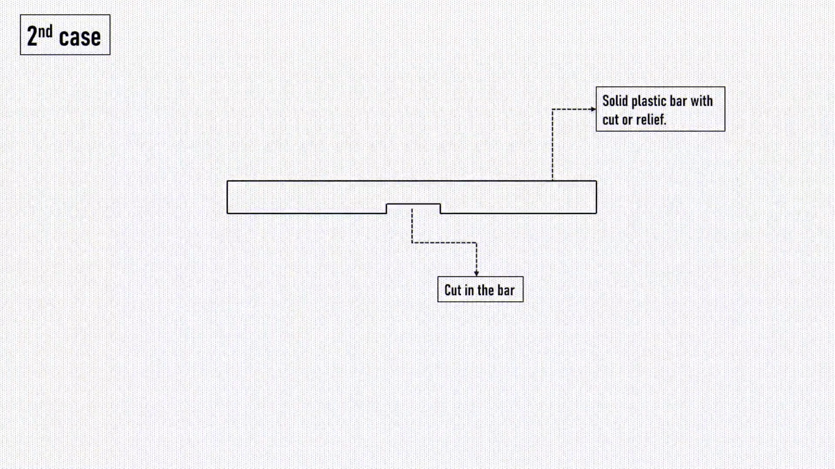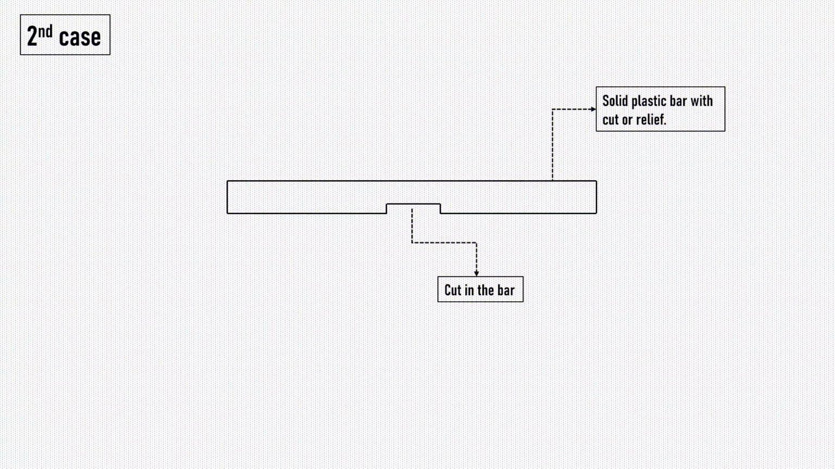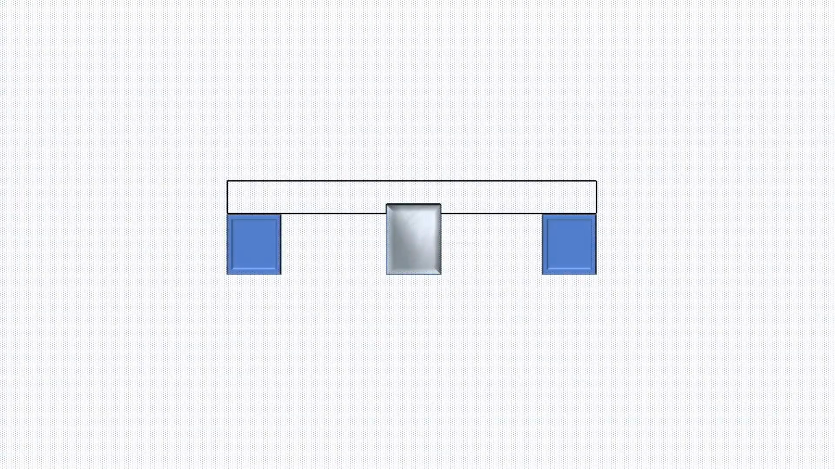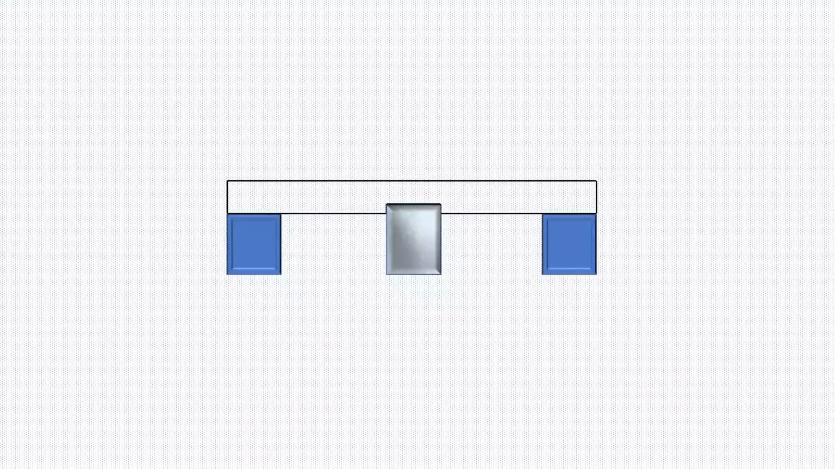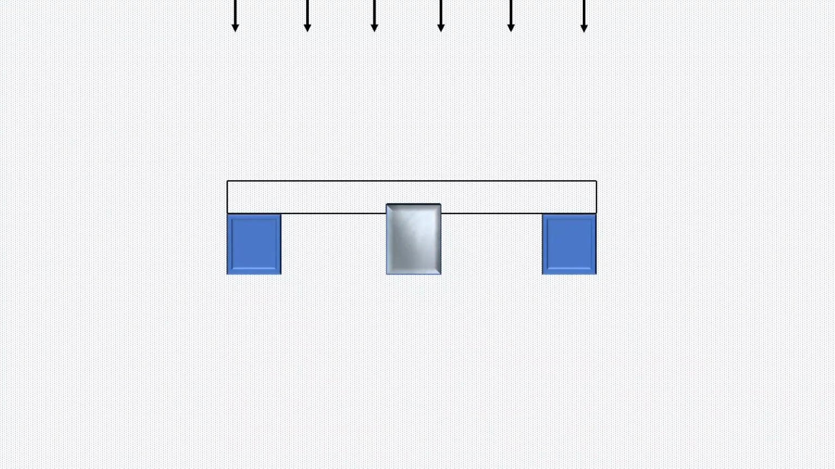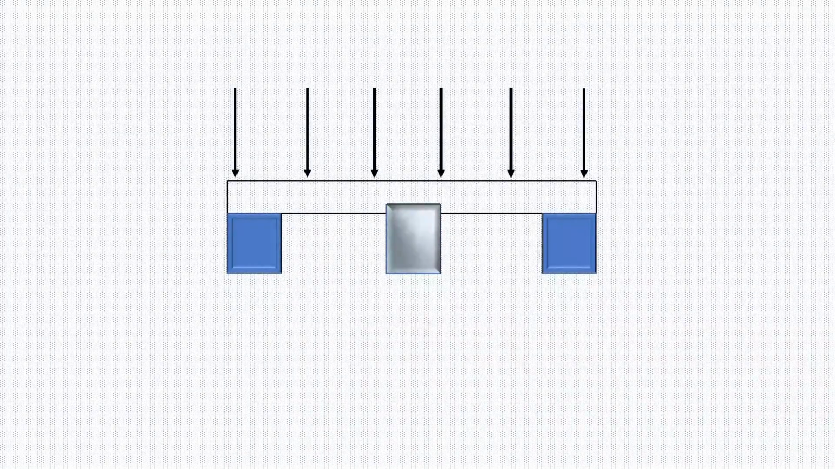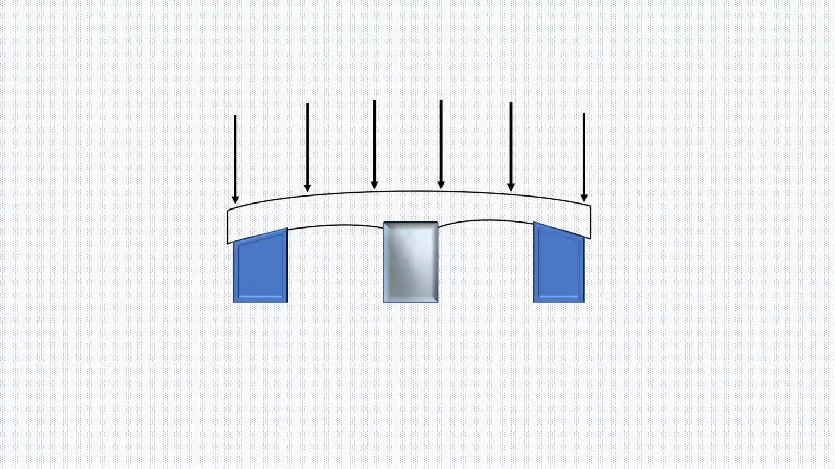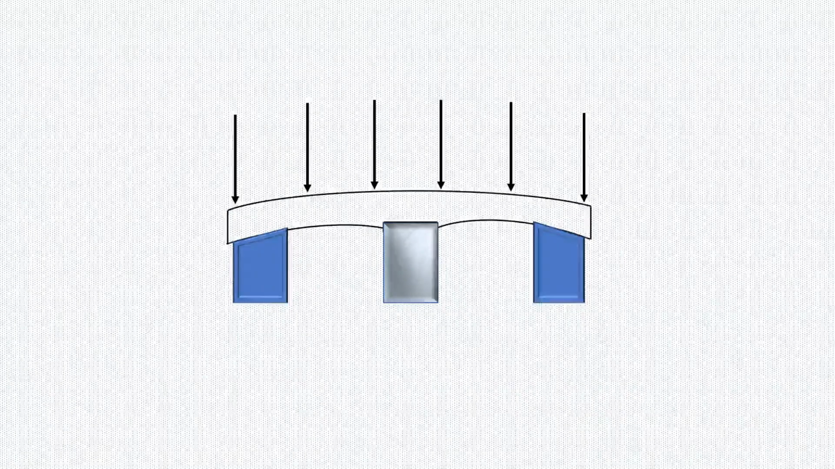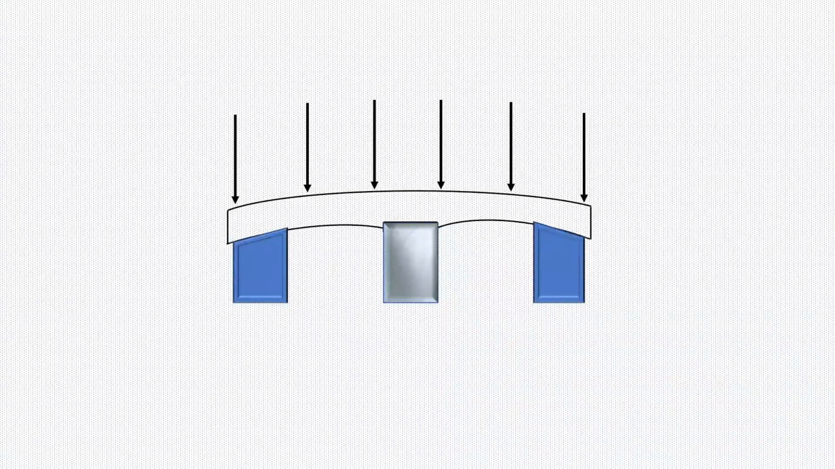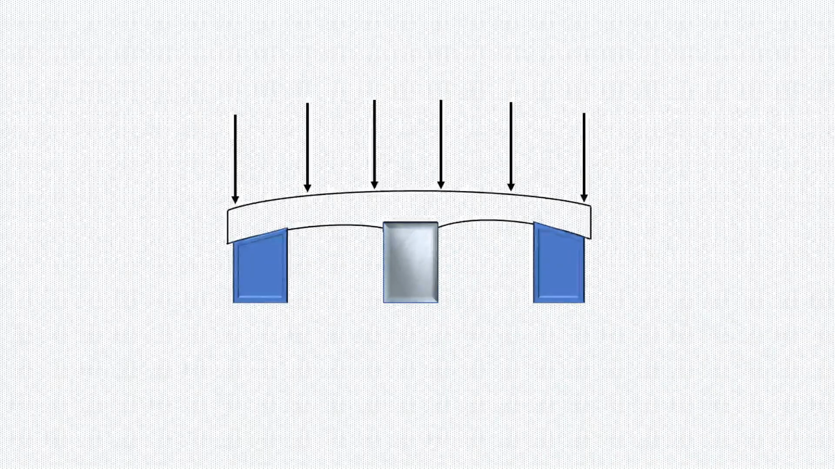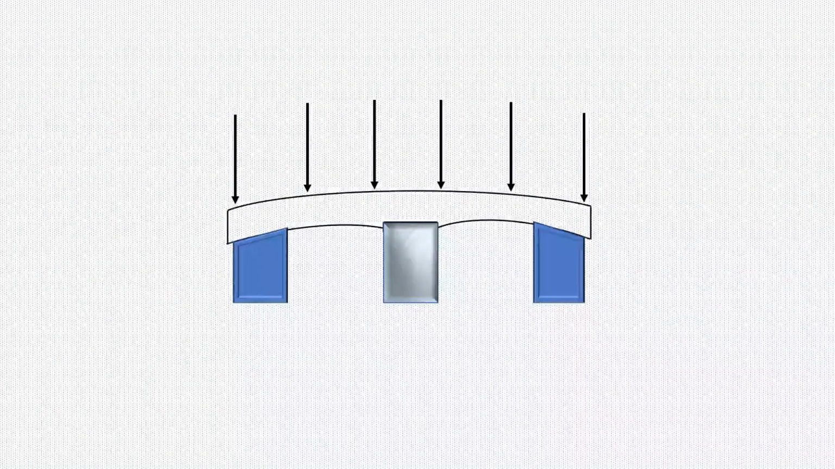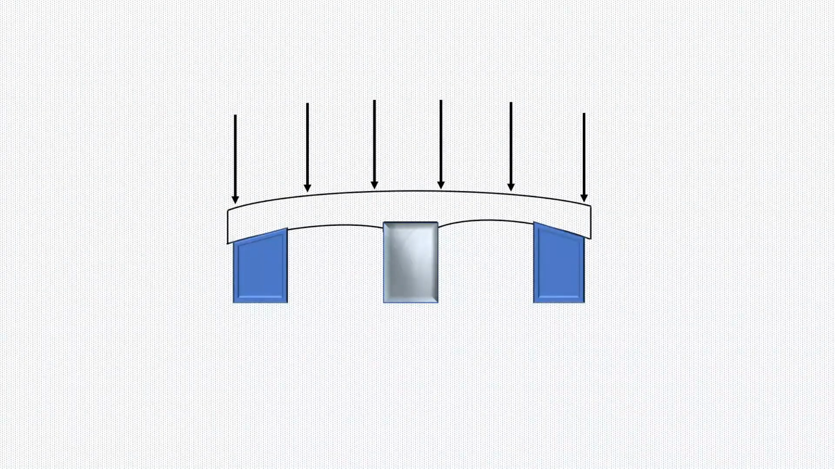We made a cut or relief in the bar. Now we will place the cubes in the same position. In this case, when external forces are applied, the cut in the bar allows it to bend. When the bar is bending, the elastic cubes will also bear some forces and they will change their shape and absorb pressure. It will help to distribute the pressure more evenly than the first case.